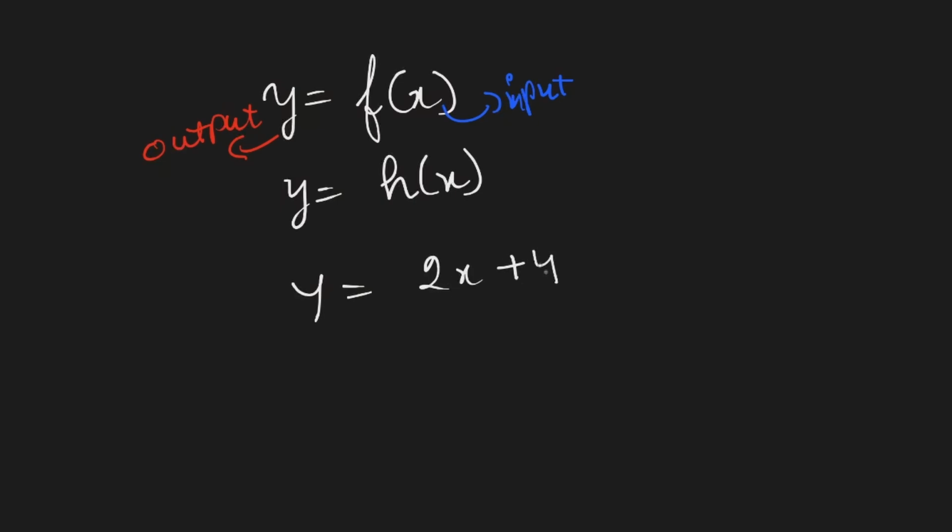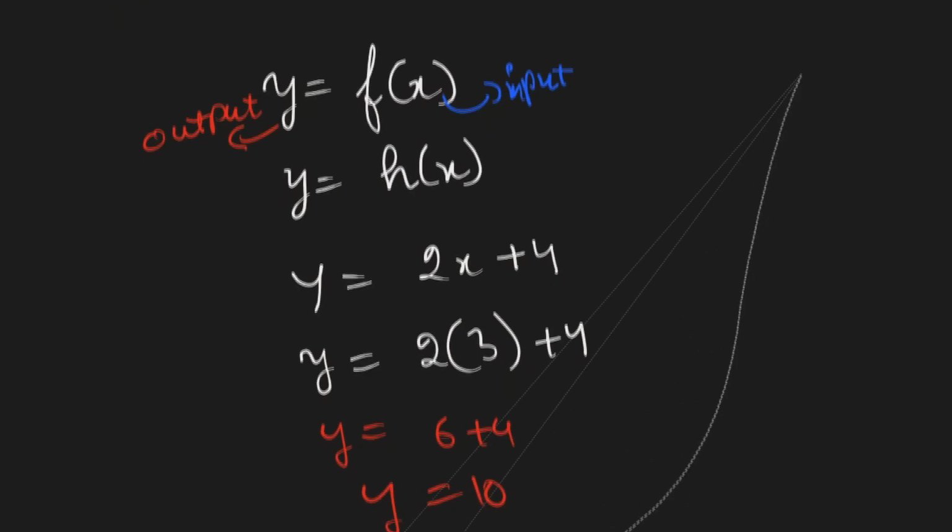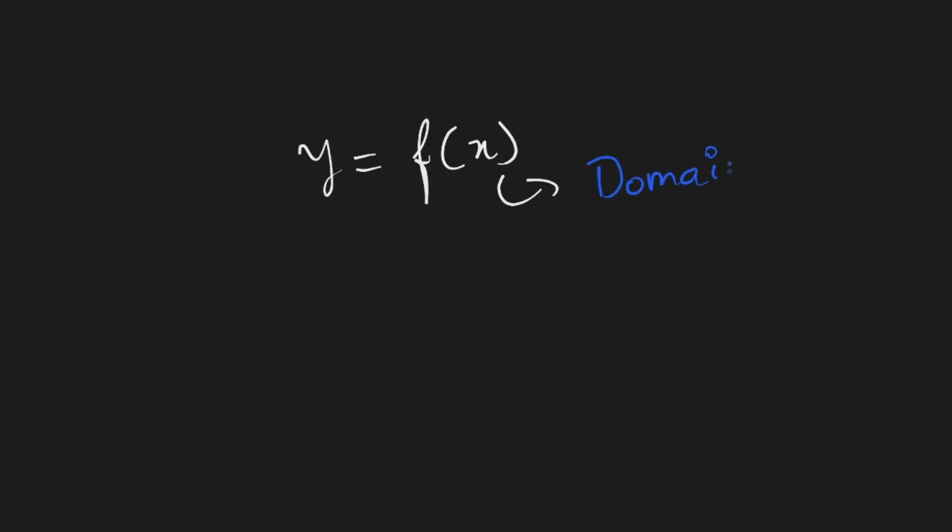So here we have an equation, y equals 2x plus 4. If you want to solve it and get a result, we'll put something in place of x. Suppose we put 3. Then if we solve it further, y is equal to 6 plus 4, so y is equal to 10. That's what we get after we put an input into this function. And the input that we give to a function is our domain. And the result that we get in return is our range.